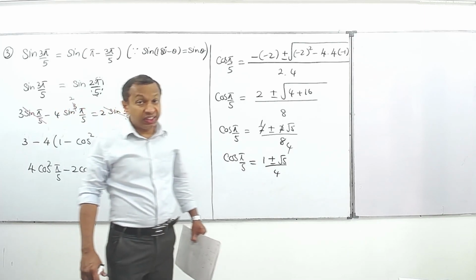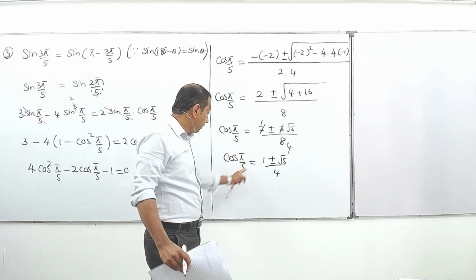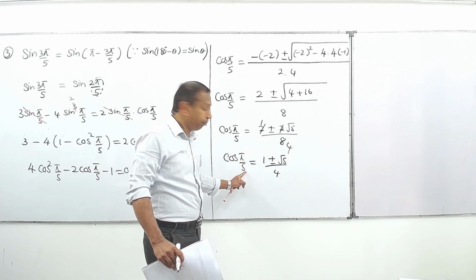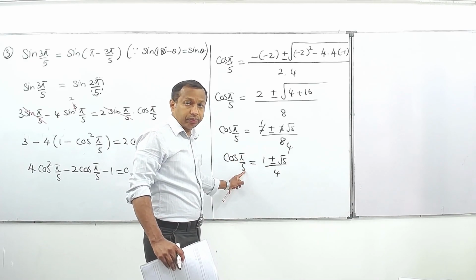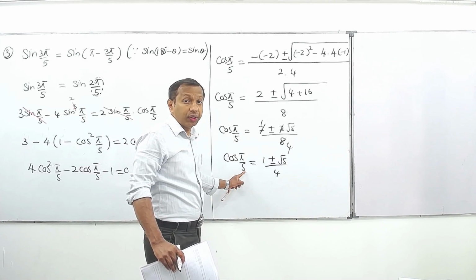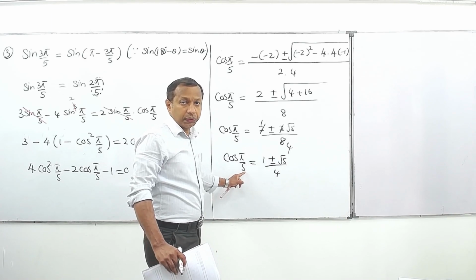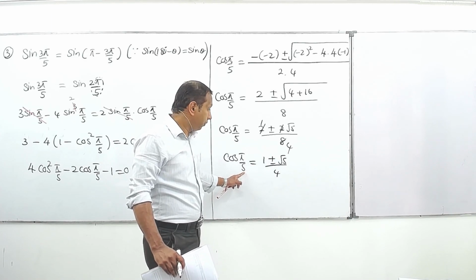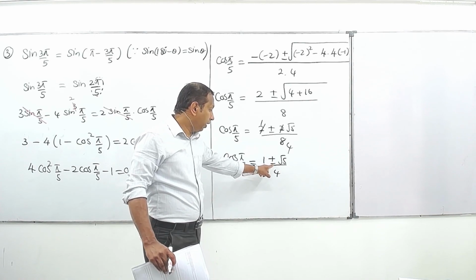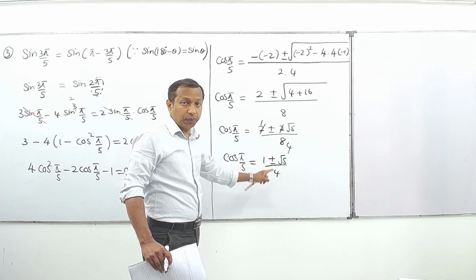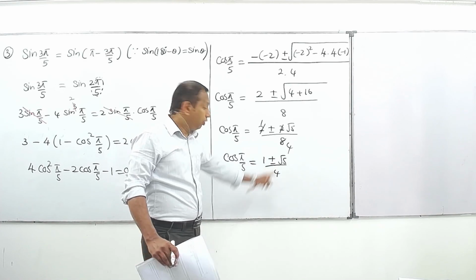Pi by 5 means 36. This angle 36. Okay. Cos 36 should be positive because 36 is an acute angle, first quadrant. First quadrant, all three ratios sin, cos, tan positive. Therefore, cos 36 should have a positive answer. Therefore, if you select this minus sign, the numerator is going to be negative. That is impossible.